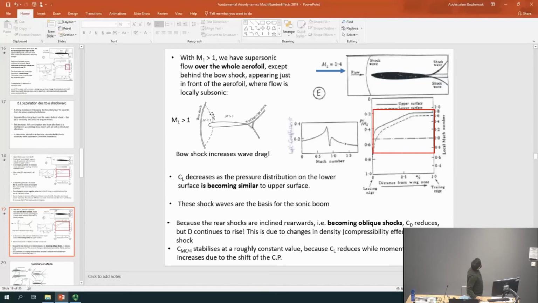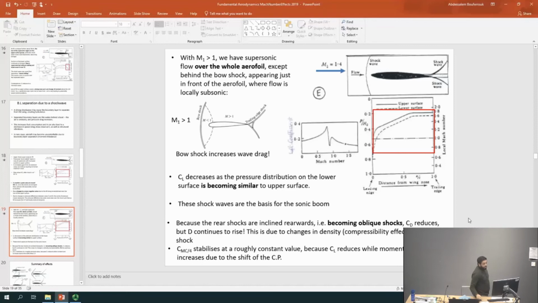Now, the existence of bow shocks like this and these shocks at the trailing edge is what causes what we call the sonic boom, the bang that we hear as the aircraft goes through Mach 1. So this shock wave system is what causes that bang. In terms of the drag, I'll show you in a minute what happens. But apparently the CD reduces as we go towards this Mach number, although the drag itself continues to increase.